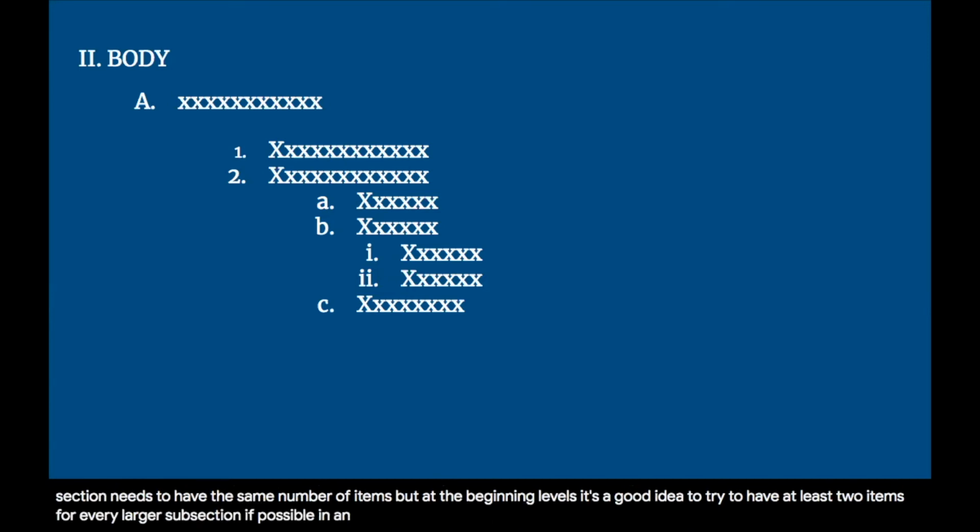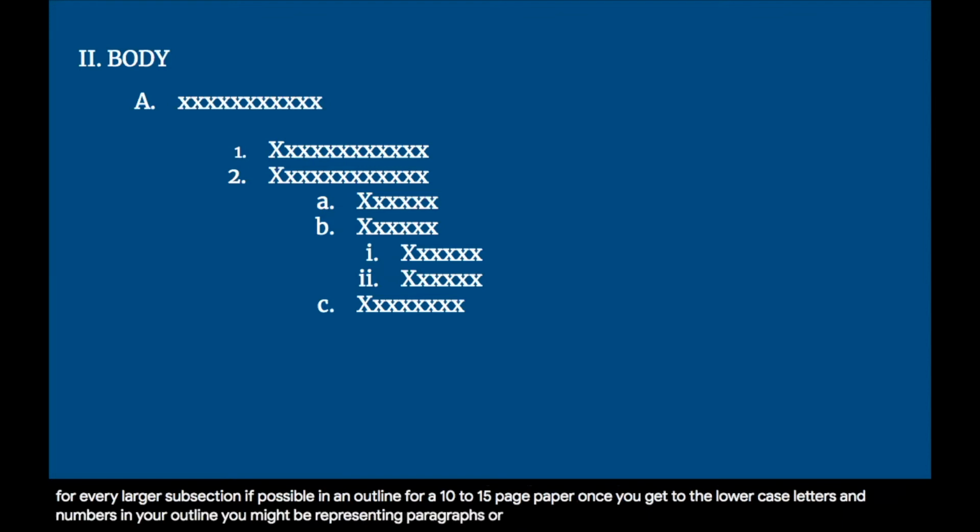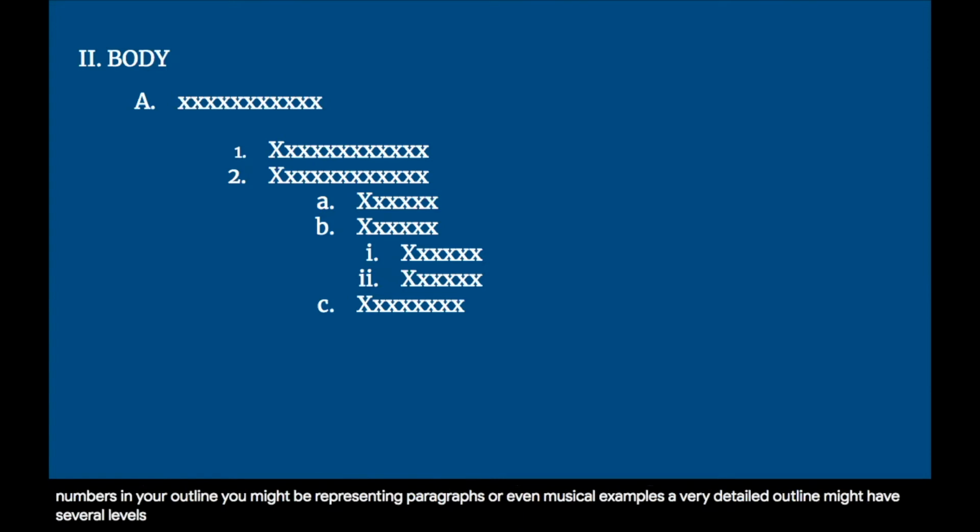In an outline for a 10 to 15 page paper, once you get to the lowercase letters and numbers in your outline, you might be representing paragraphs or even musical examples. A very detailed outline might have several levels, particularly in the body section of the paper. It will be easier to see if we fill in our outline with information for a hypothetical paper topic.